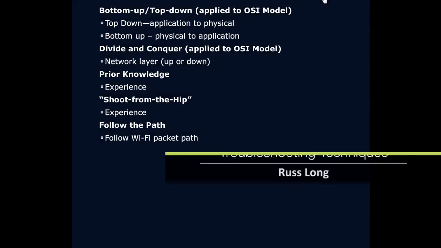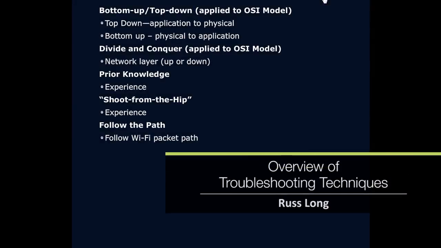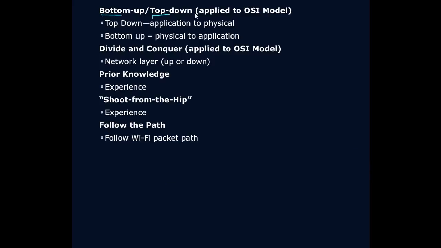So let's start with an overview of the troubleshooting process. Now, there's two main ways people do this: bottom up or top down using the OSI model. Now, bottom up would start at the lowest layer, the physical layer, and work its way up all the way through the OSI layer model until it gets to the application layer.